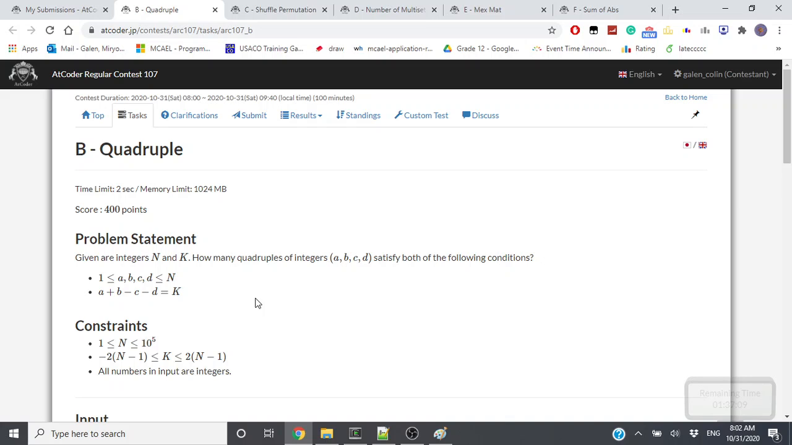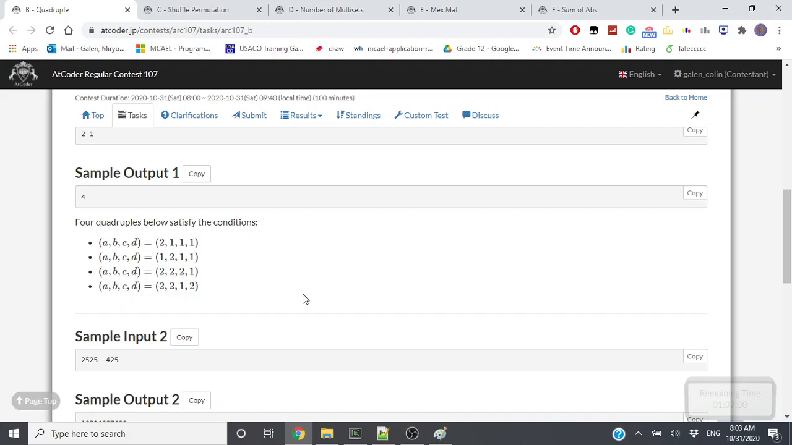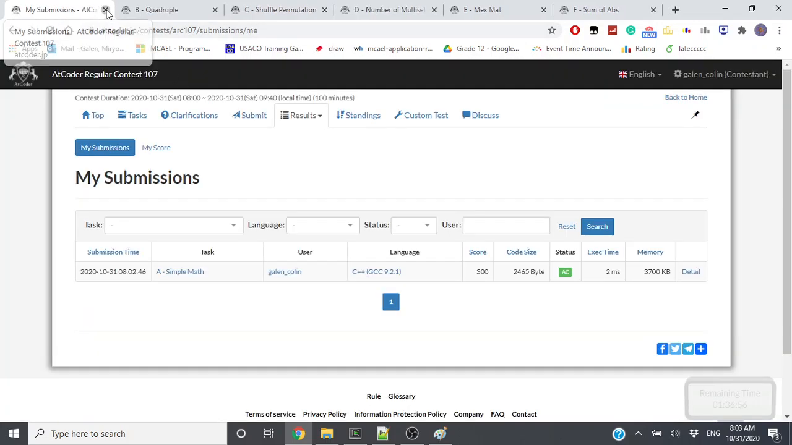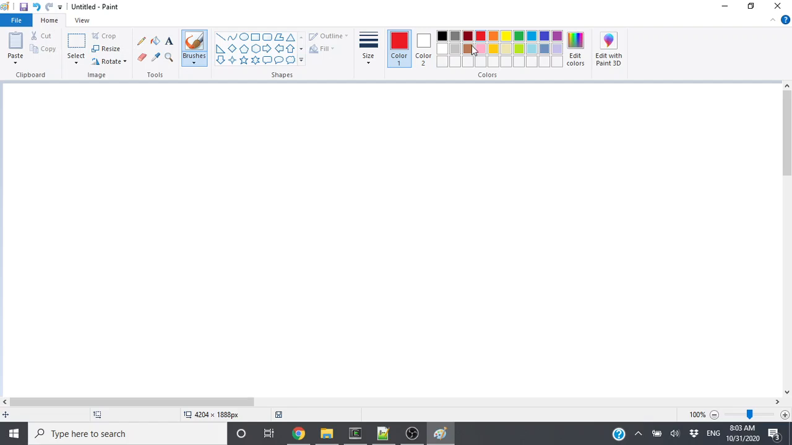Quadruples of A, B, C, D satisfy the following condition. A plus B minus C minus D is equal to K. Oh, we got that right. Okay. Okay, so say we fix A and B, I suppose. So for example, let's say A equals 5, B equals 7, and we'll say K equals 9 or something.